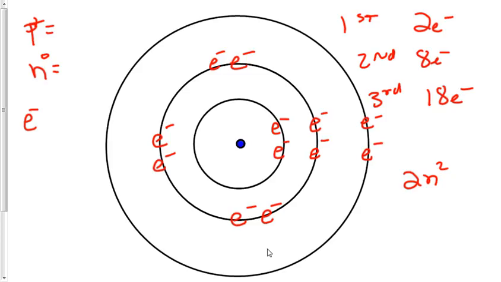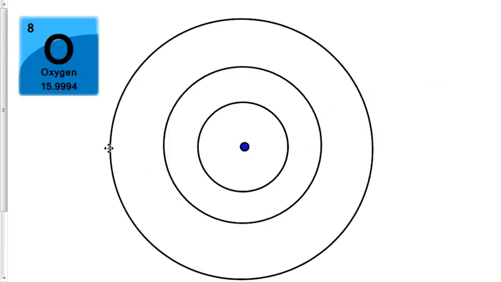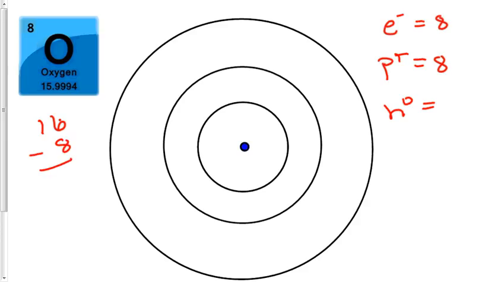Let's do 2 examples to see if you got this. The first one we're going to do is oxygen. Oxygen has an atomic number of 8. That means we have 8 electrons, so the electron number is going to be 8. Its proton number, P positive, is also going to be 8, because it's always equal to your atomic number. Let's calculate the number of neutrons. I'm going to round the atomic mass to 16, and subtract 8 from it, the atomic number, and I'll get 8. So for this atom, the number of protons, electrons, and neutrons is all 8.